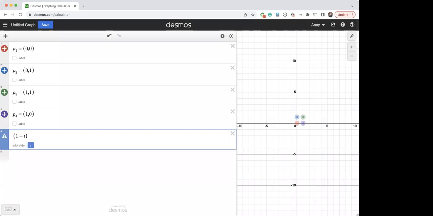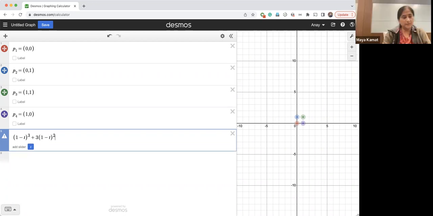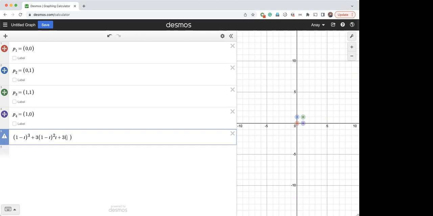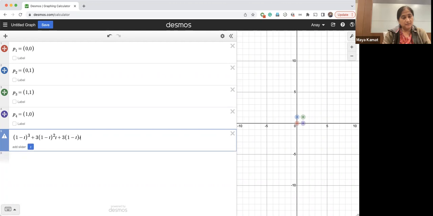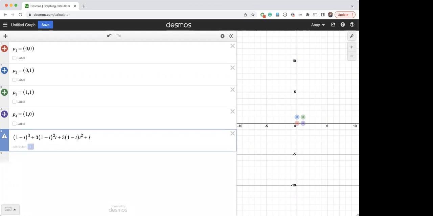1 minus t cube plus 2 1 minus t square B. Is this 3? This is 3, right? 3a squared b, correct. Plus 3 times 1 minus t, sorry, t square, plus t cube, right?